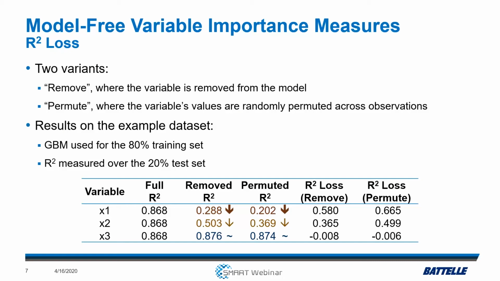Going from the full to the altered model for x2 also shows a reduction, but not quite as much. And then for x3, you can tell that when you remove it, actually the model gets slightly better. I did forget to mention, I'm using a gradient boosting model in these examples as the black box model. Over on the right, you see the two R-squared loss values. Larger means it's more important. And so here, at least for these methods, we get kind of the expected result.